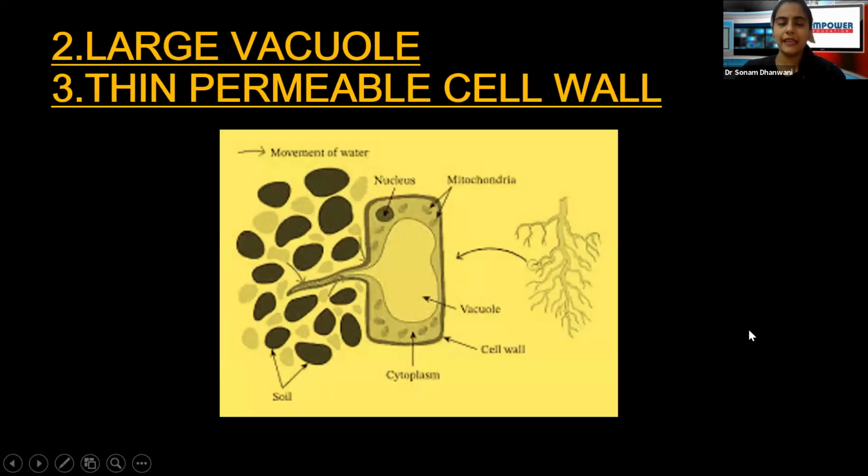Now coming ahead to the second thing, that is the vacuole. Vacuole is large. These modifications or adaptations that the roots take up are for facilitating easy transfer or transportation of water and minerals. So it has a large vacuole. Because it has a large vacuole, of course, there's more space, so they can absorb more. And the third thing is the thin permeable cell wall. The modification made to the cell wall is that it has a very thin lining, and it is permeable. That means it can allow substances inside it. The cell wall is made thin and permeable so that there can be more absorption of water and nutrients.